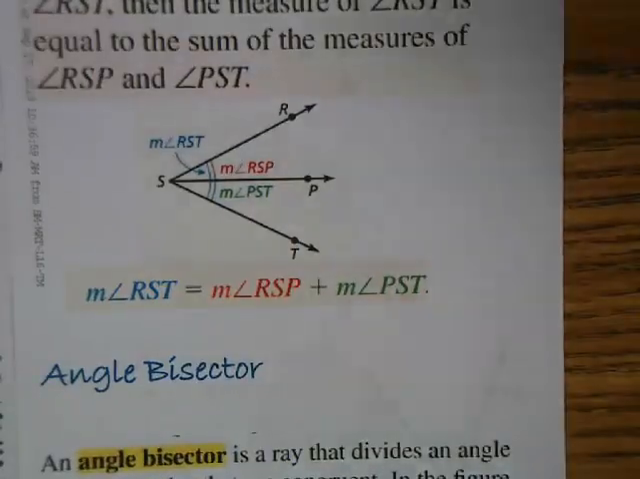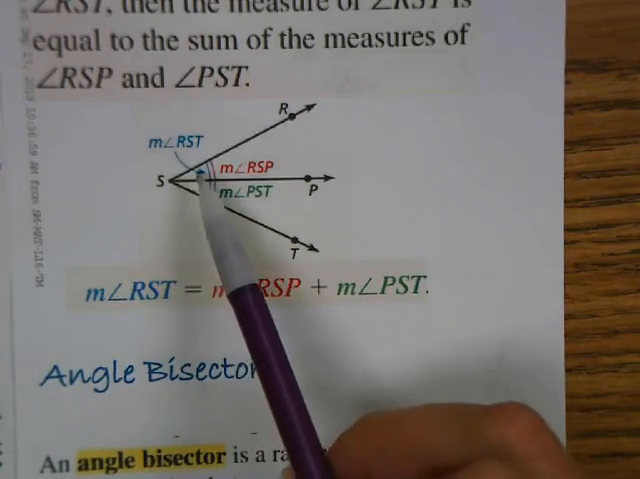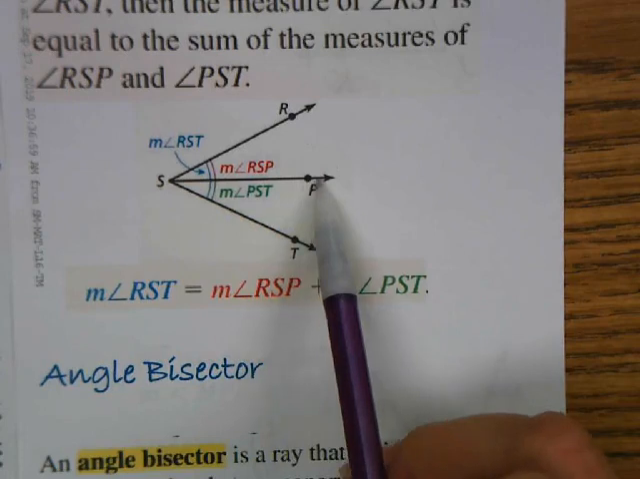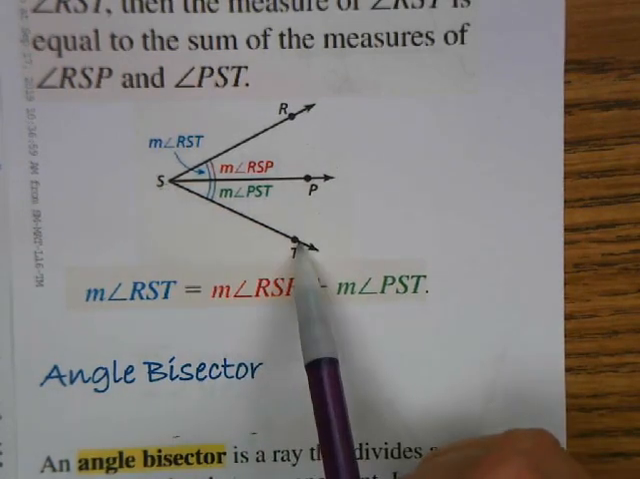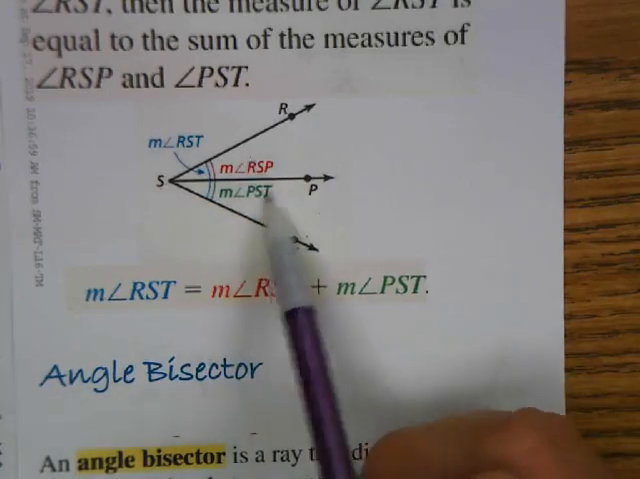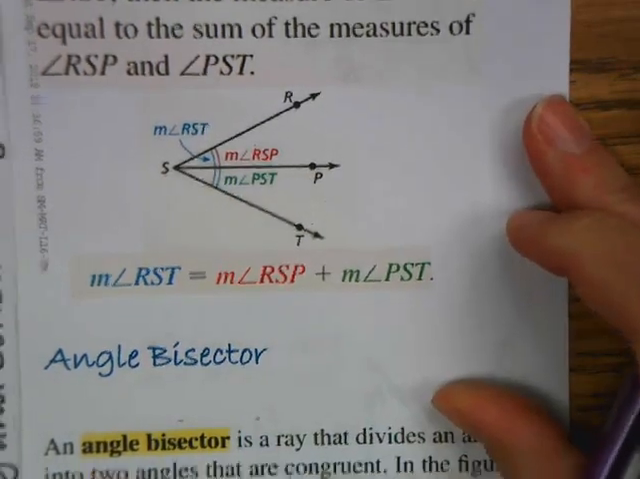So this gives you that angle RSP plus angle PST equals the whole angle RST. So that's that part-whole concept.